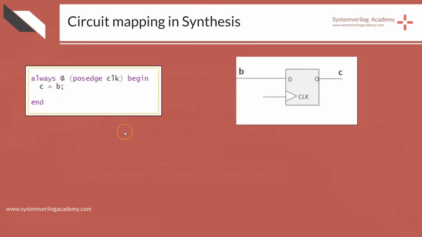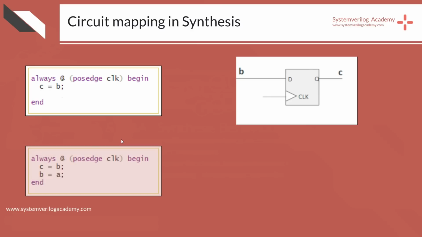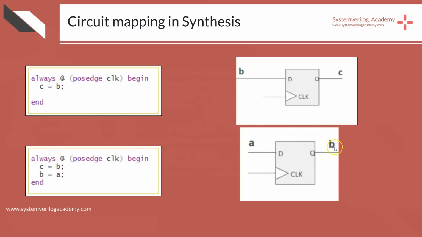Let's add another statement to the same always block and think about the final circuit now. As described earlier, the first statement will produce this D flip-flop, and the second statement will produce another D flip-flop with input as A and output as B. Next, you need to connect the wires A, B, and C according to the functionality description. The actual effect of blocking and non-blocking assignments comes into the picture when this connection is made. You will see how they are connected in each of these assignments in the next session.